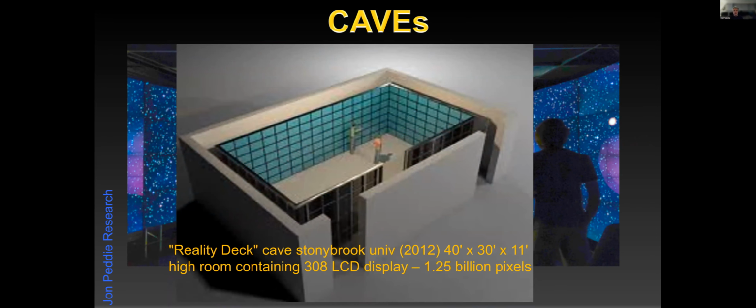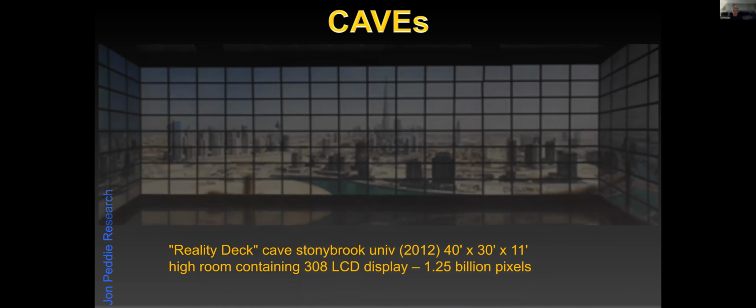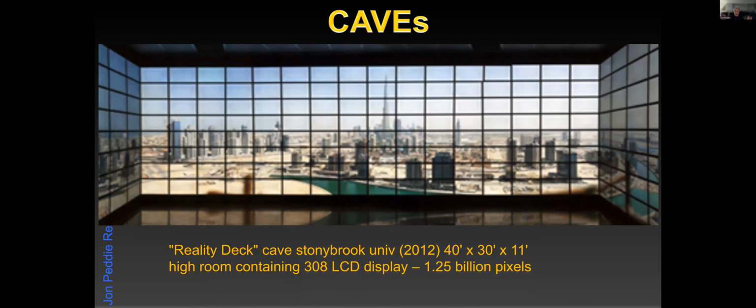This is the biggest one that was ever built, the Reality Deck. It's got hundreds of displays to make it. And again, it's totally immersive. It's just unbelievable to walk into it.